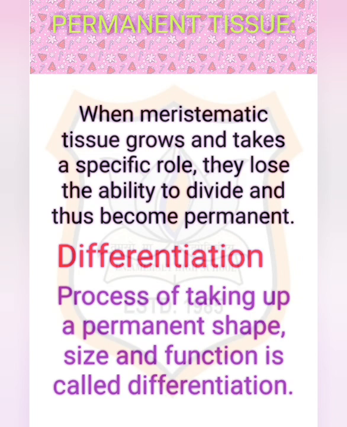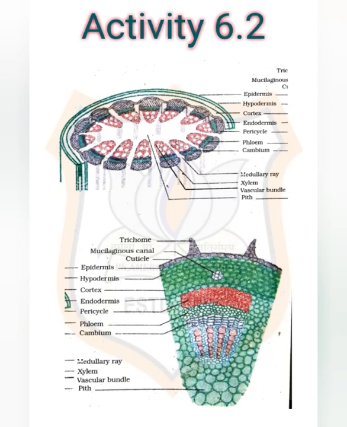So, overall, the definition of permanent tissue: when meristematic tissue grows and takes a specific role, they lose the ability to divide and thus become permanent tissue, and the process is known as the differentiation process. Now, to understand this permanent tissue, let us have an activity 6.2.